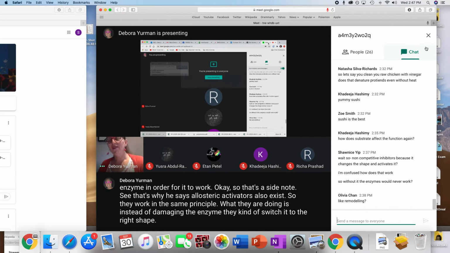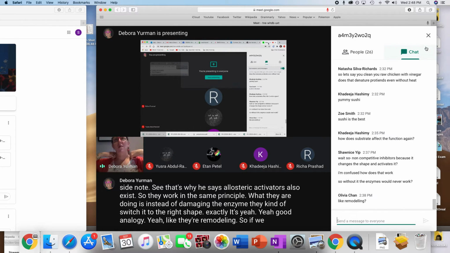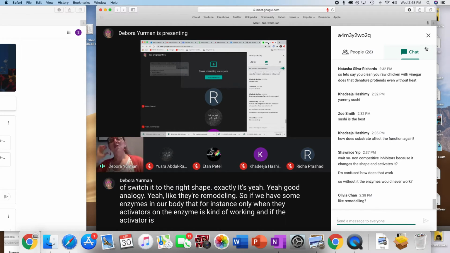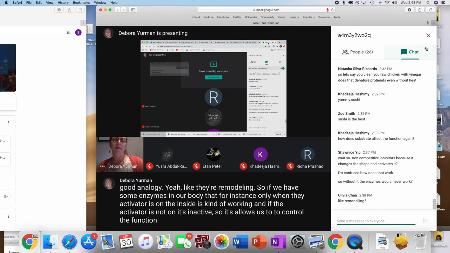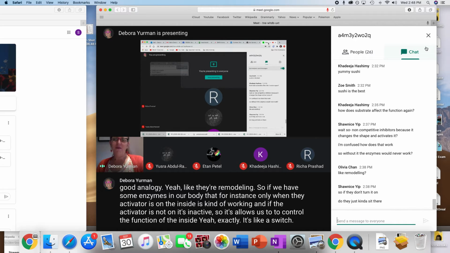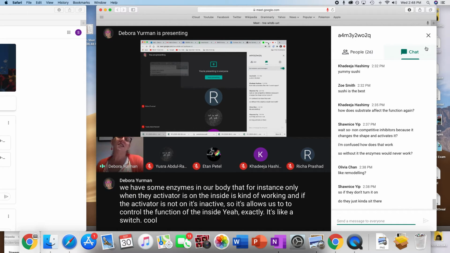Exactly. Good analogy. Yeah, like they're remodeling. So if we have some enzymes in our body that, for instance, only work when the activator is on, and if the activator is not on, it's inactive, it allows us to control the function of the enzyme. Yeah, exactly. It's like a switch. Cool. Yeah, it kind of sits there until it's switched on, basically.